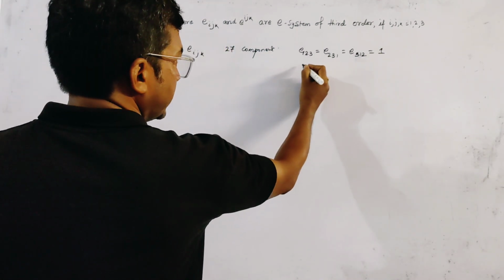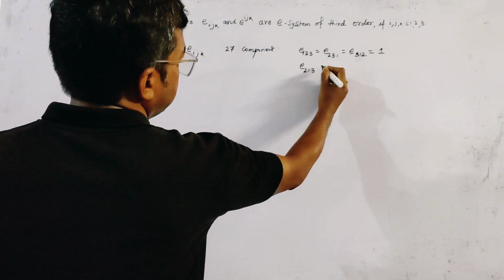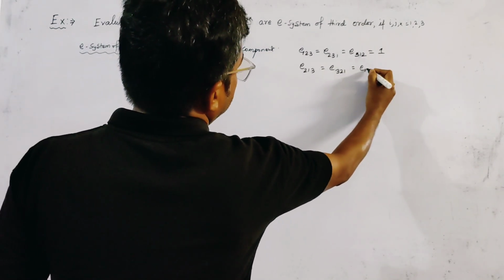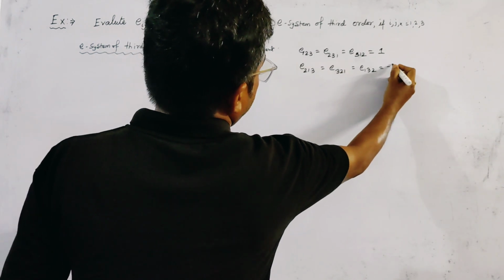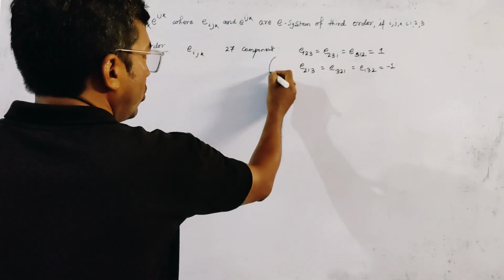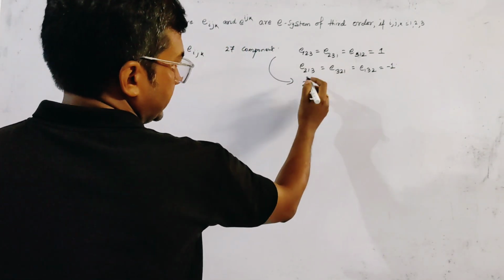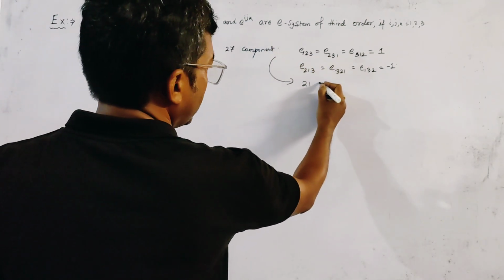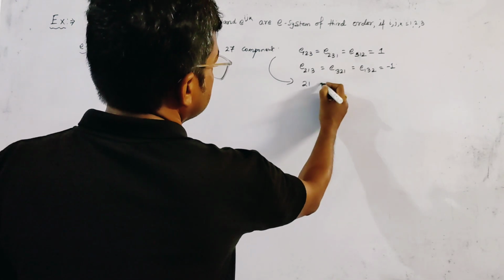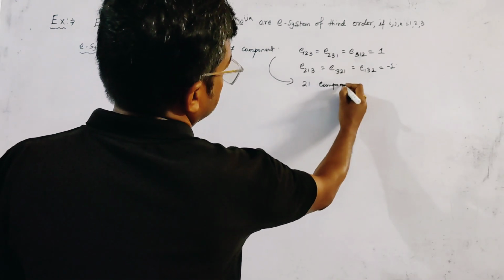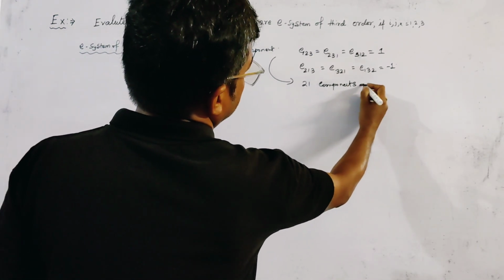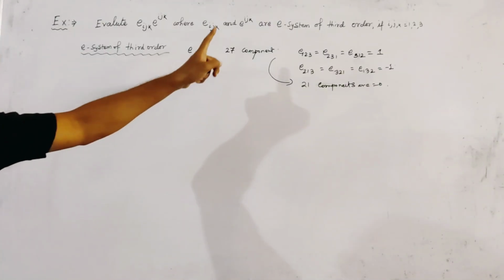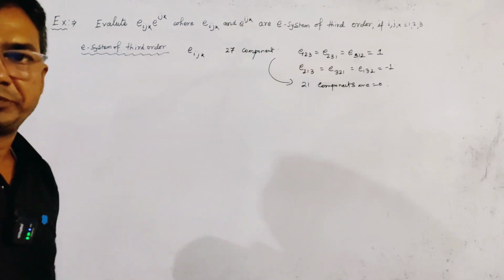And another three quantities, that is E_213, E_321, E_132, these are minus 1. And all the other 21 quantities, because these are 6 and 27 minus 6 is 21 components, are equal to 0. And there is a similar definition for the E system in superscript.